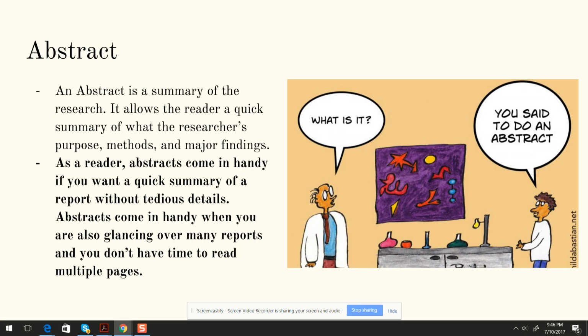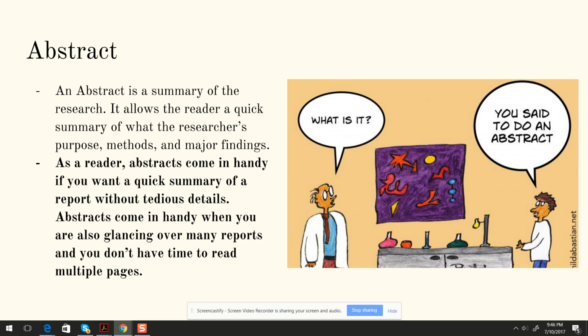So the first thing we want to look at is an abstract. An abstract is a summary of our research. It's one of my favorite things in looking at research reports because it allows me to basically take a snapshot or read the research without reading the entire research report. Reports can be very long, hundreds and hundreds of pages.